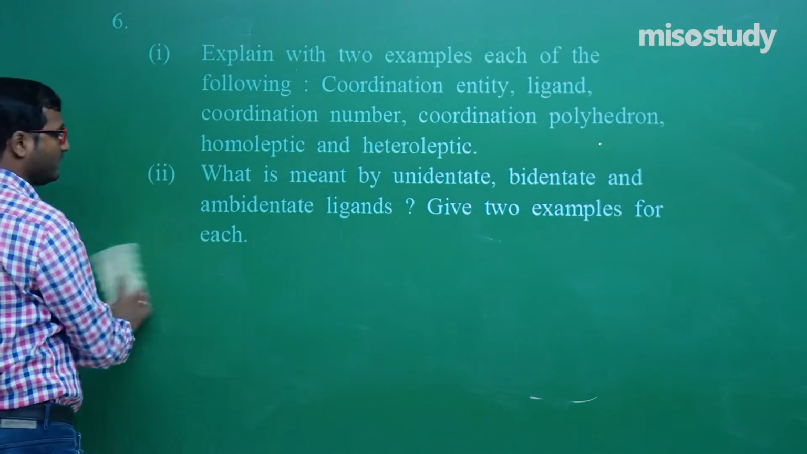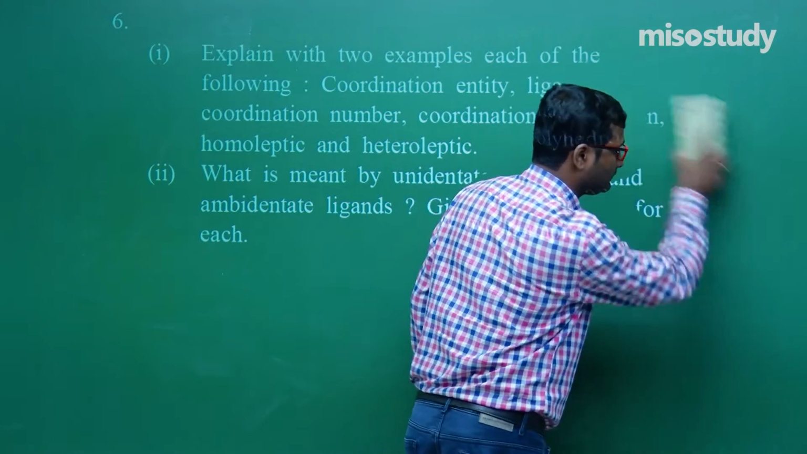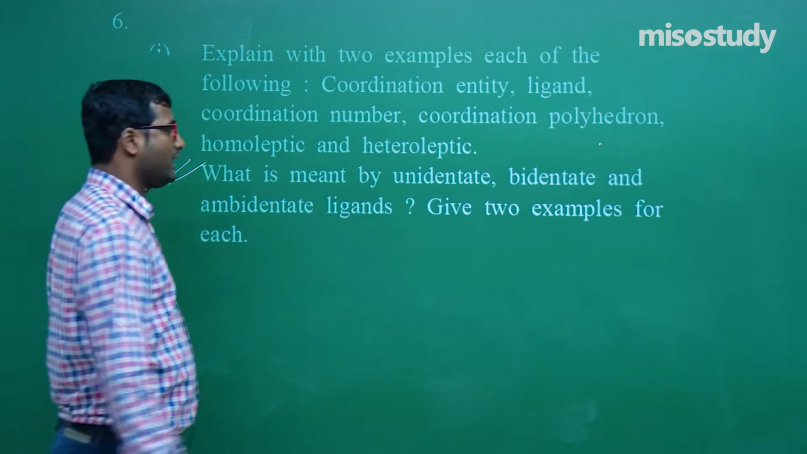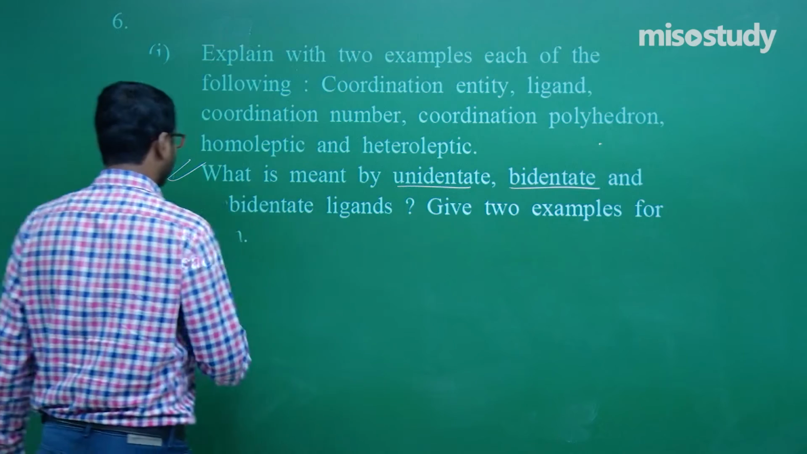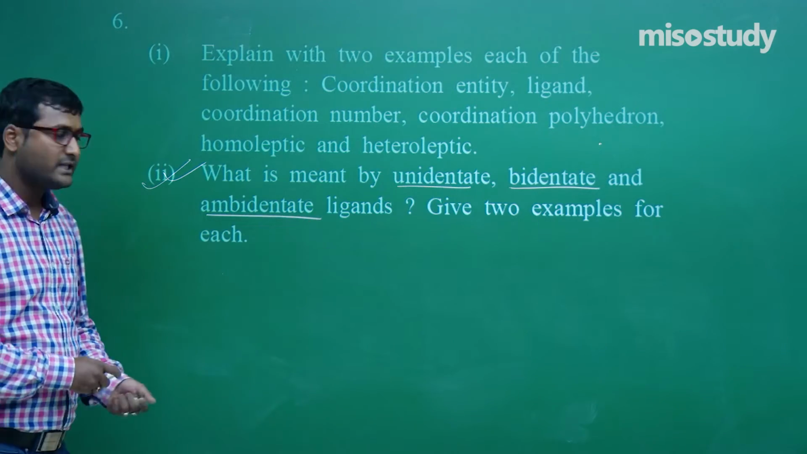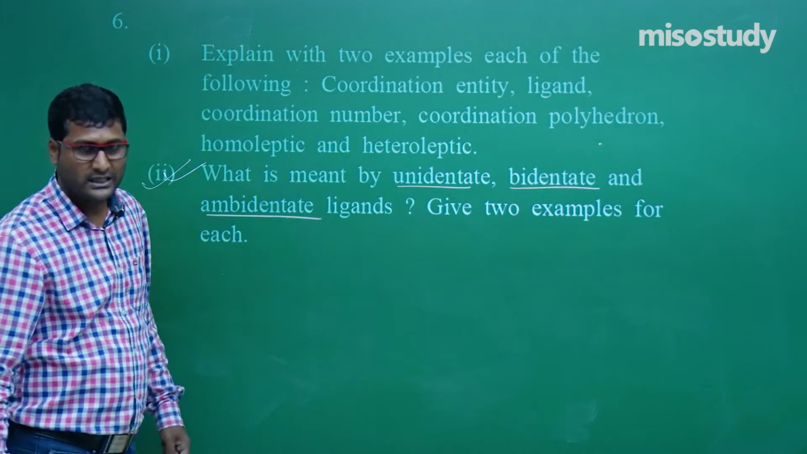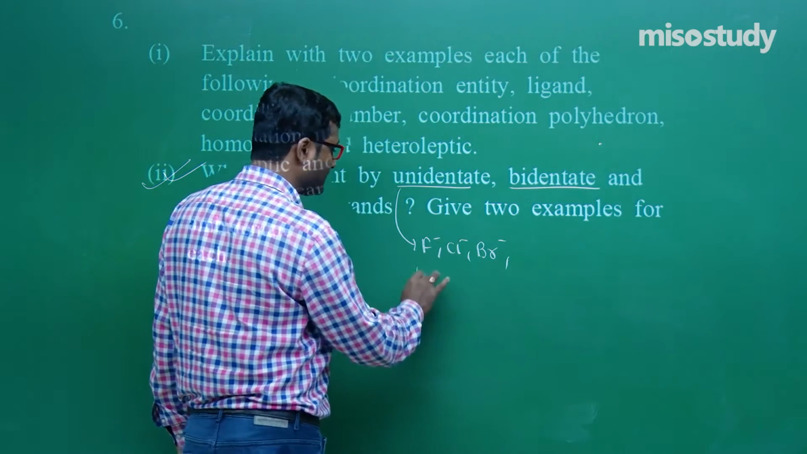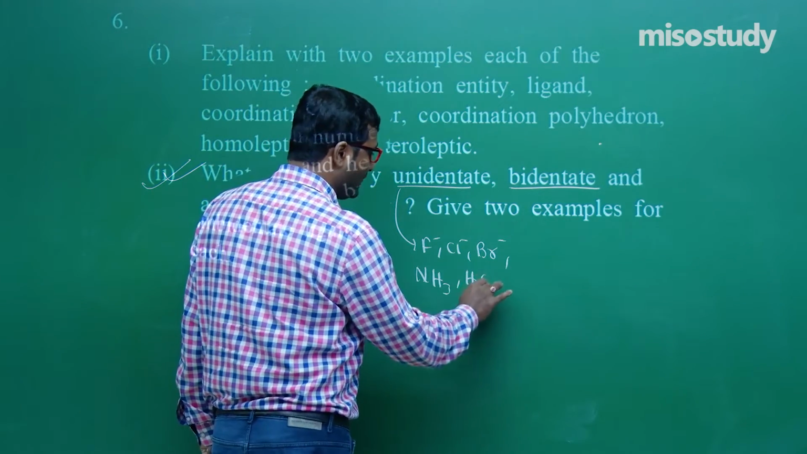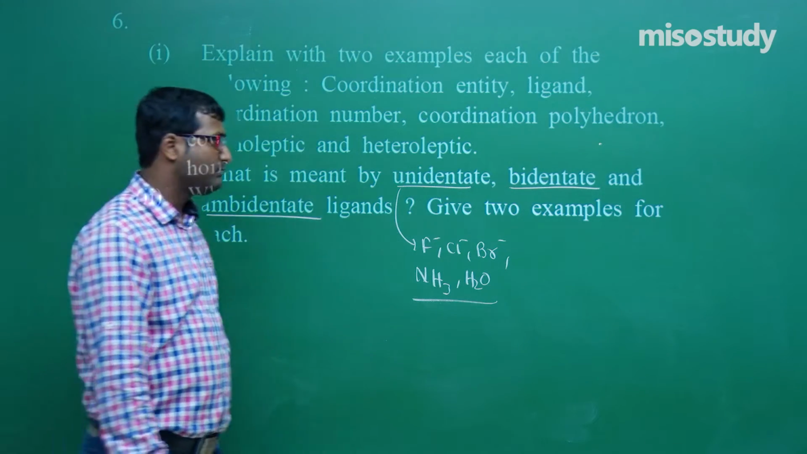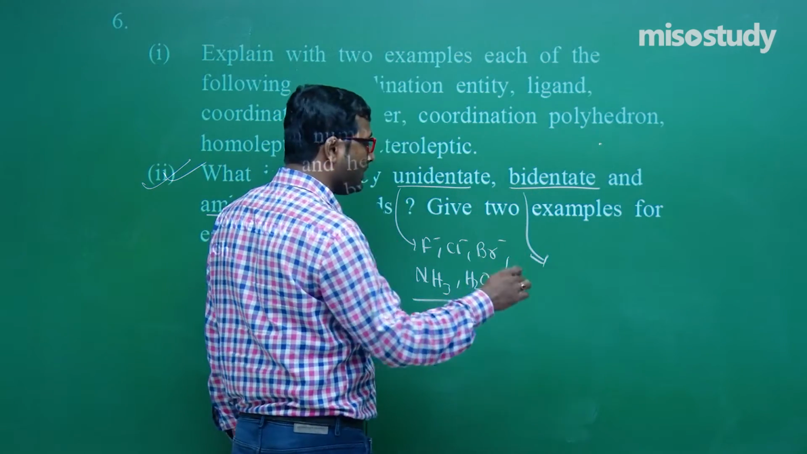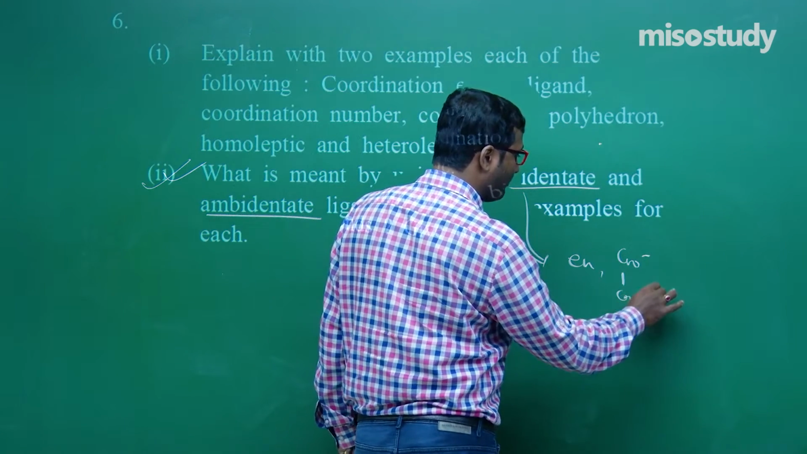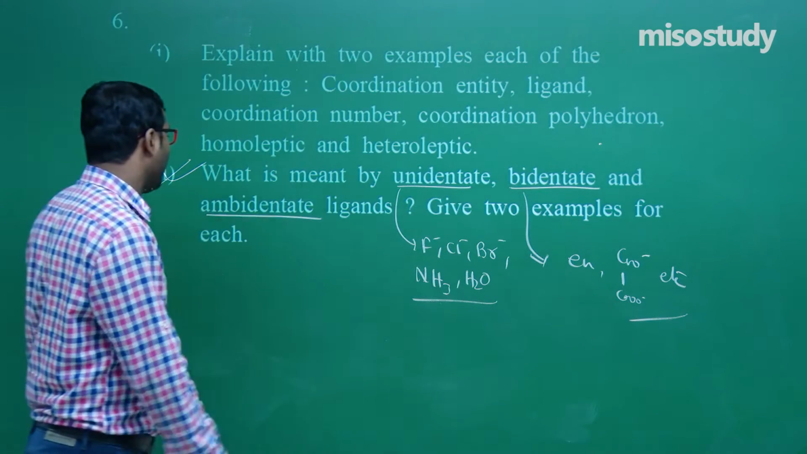Now the next one, what is given here? The second one is, what is meant by unidentate, bidentate and ambidentate ligand? Unidentate: if the denticity is 1, that is a unidentate ligand. For example, F-, Cl-, Br-, NH3, H2O, these are unidentate or monodentate. If the denticity is 2, like en, ethylenediamine, like oxalate ion, these all are examples of bidentate ligand. What is an ambidentate ligand?